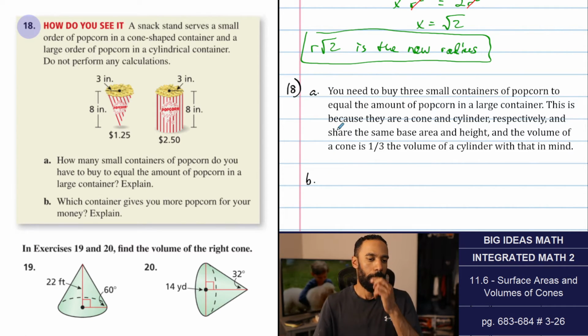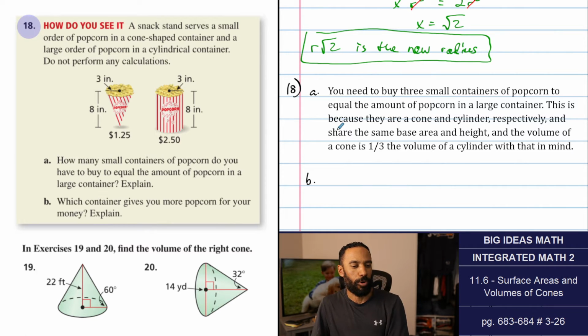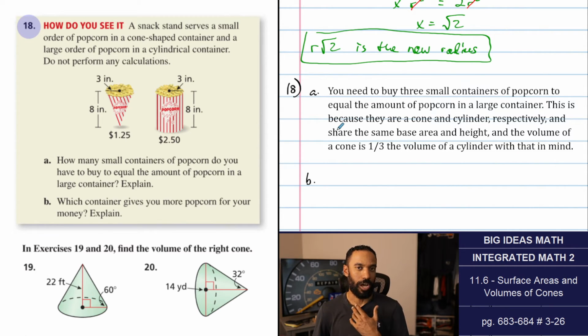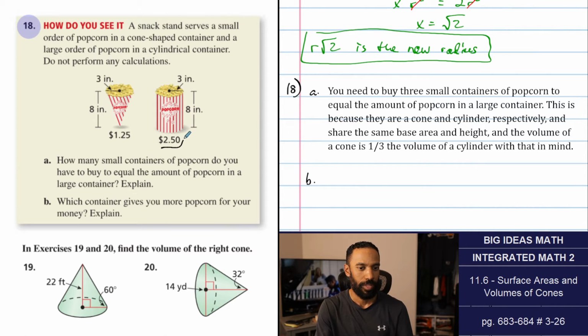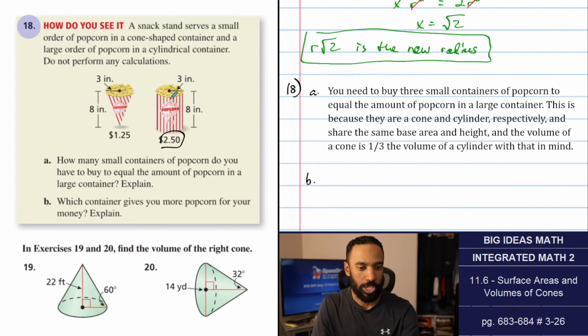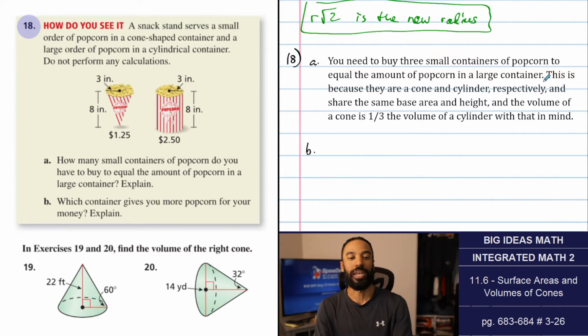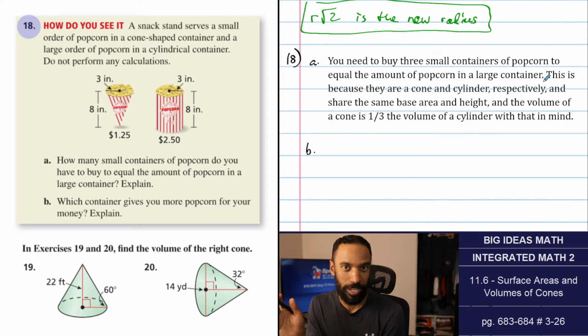Sounds good. Part B, which container gives you more popcorn for your money? Explain. Now, they did not want us to calculate, but if I tripled $1.25, I'm somewhere in the $3 range. That's already more than $2.50. So I would want to buy this one if I want to get kind of my best bang for my buck, my best value here. And I know exactly what 125 tripled is. I'm sure you do as well.